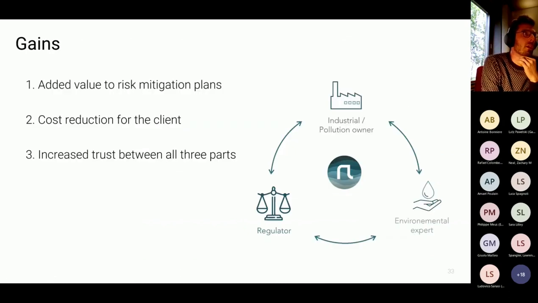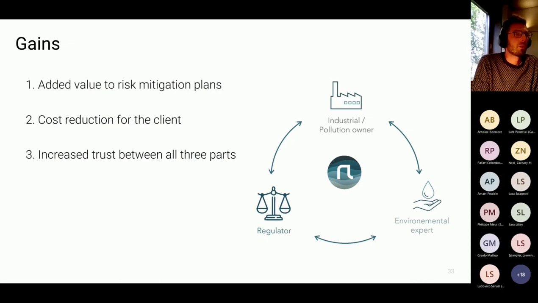But of course, I spoke about the gains for the industrial, but we have to provide gains also for the environmental consulting company and for the regulators, of course, mainly because we can now better assess and define the risks. Normally everybody is quite happy for that, except the regulators.